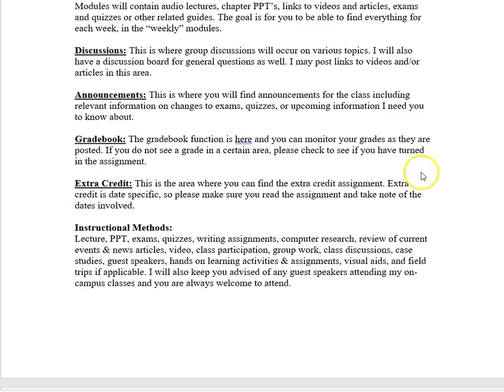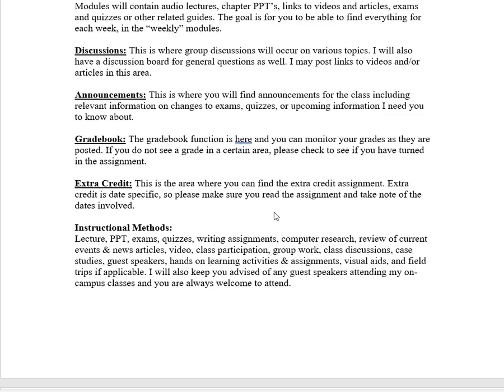Extra credit. Keep in mind there's a separate area for extra credit. This extra credit link, if you will, is where you're going to find the extra credit assignment. It's all spelled out in there. The one thing you do need to know is that the extra credit is date specific, so make sure that you read the assignment and take note of the dates.